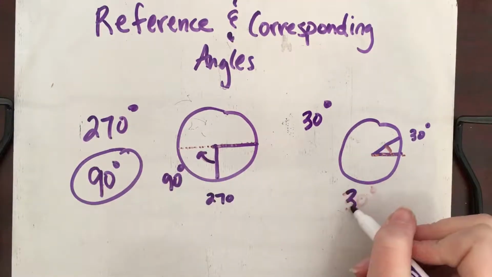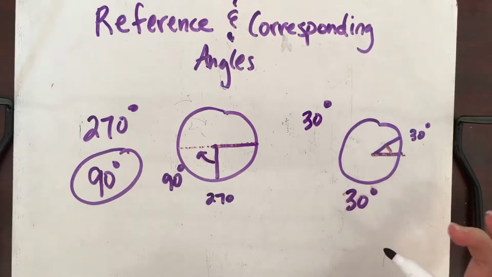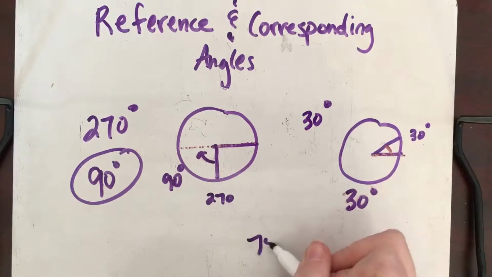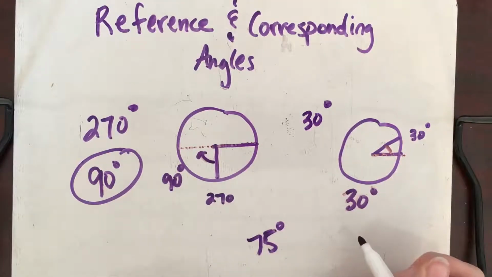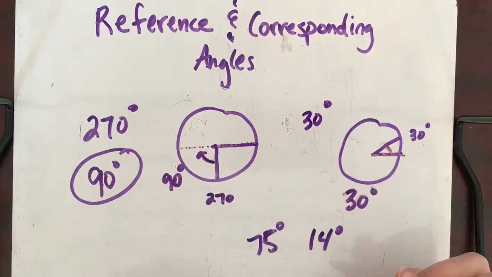Okay. All the angles in the first quadrant over here are going to be themselves for the reference angle. So anything like 75 degrees, that reference angle would just be 75. Or, 14 degrees, the reference angle would be 14. Okay? So reference angles are between 0 and 90 all the time.